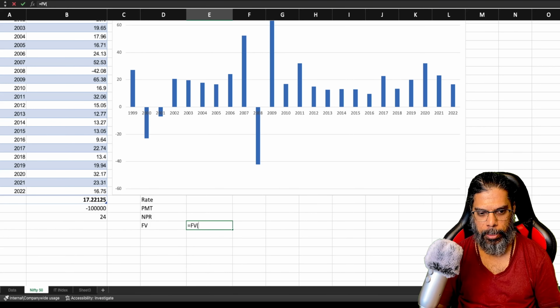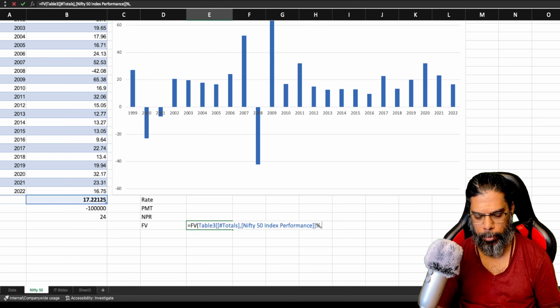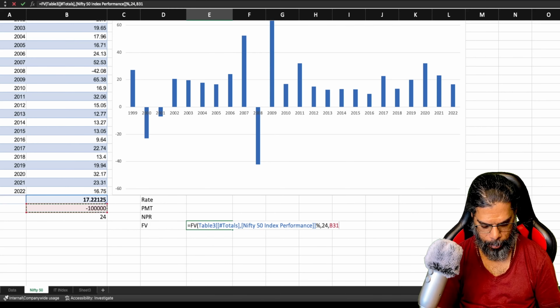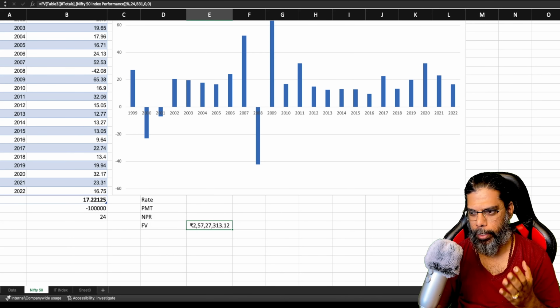What is the rate of interest, which is 17%. And what is the NPER? I'm going to invest for 24 years. What is my payment, which is minus 1 lakh. What is my present value, which is 0, and what I will be getting at the end of the period. So if you had invested 1 lakh every year, your portfolio would currently be 2 crore 57 lakhs. Just imagine. That is the power of compounding. This is crazy, right?